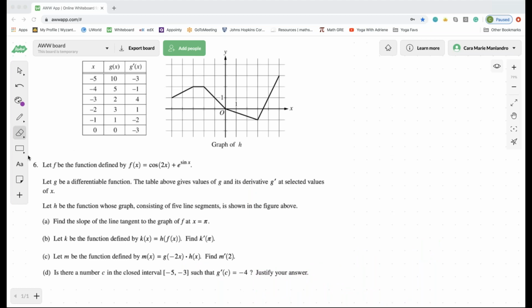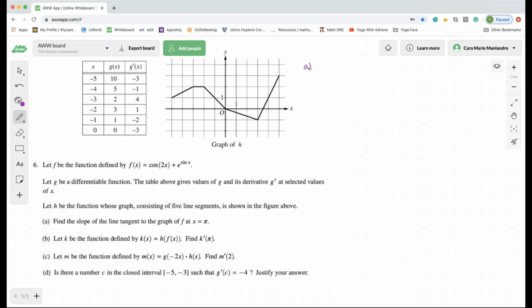All right, so let's look at 6 here. Let f be the function defined by this thing. g is a differentiable function. The table gives the values of g and g prime. And then here we have h, which is great. So for A, find the slope of the line tangent to the graph of f at x equals pi. These are my favorite types of questions. The slope of the line tangent to the graph is the derivative.